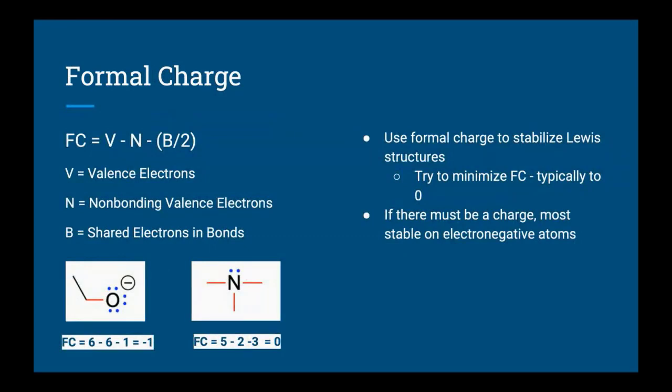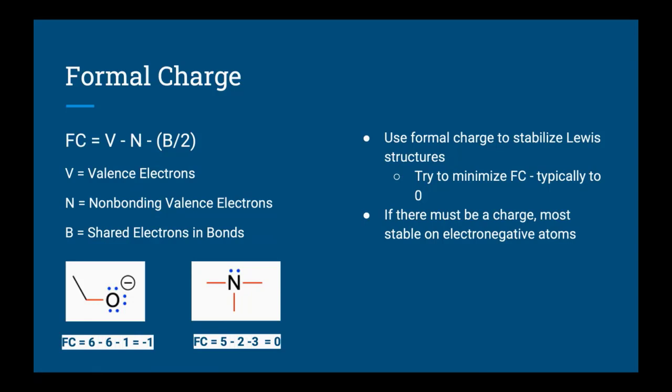So how can we calculate the formal charge? In order to do that, we can use this formula that y'all see here. Don't know if you can see my cursor, but formal charge is equal to the number of valence electrons minus the number of non-bonding valence electrons, which are just those lone pairs. You're going to count each of those individual electrons that are not being used for bonding. And then you're also going to subtract 1/2 of the shared electrons in bonds.